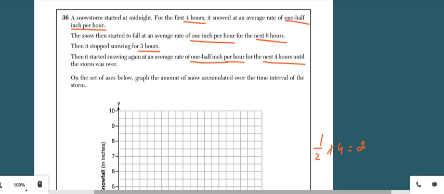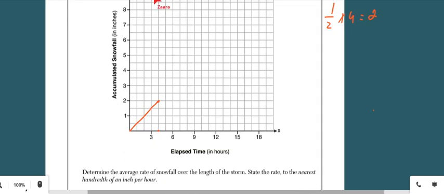Then for the next 6 hours, it is 1 inch per hour. So from this to the next six: 1, 2, 3, 4, 5, 6. So this is the next 6 hours, and it is increasing by 1 inch per hour. So from this to this, then this one, 2, 3, 4, 5, and then 6. You will get this straight curve for the next 6 hours.